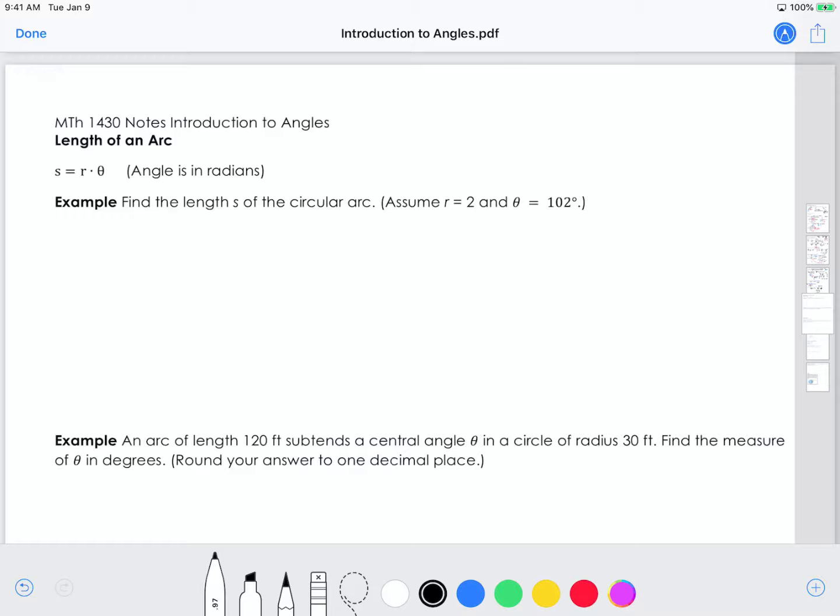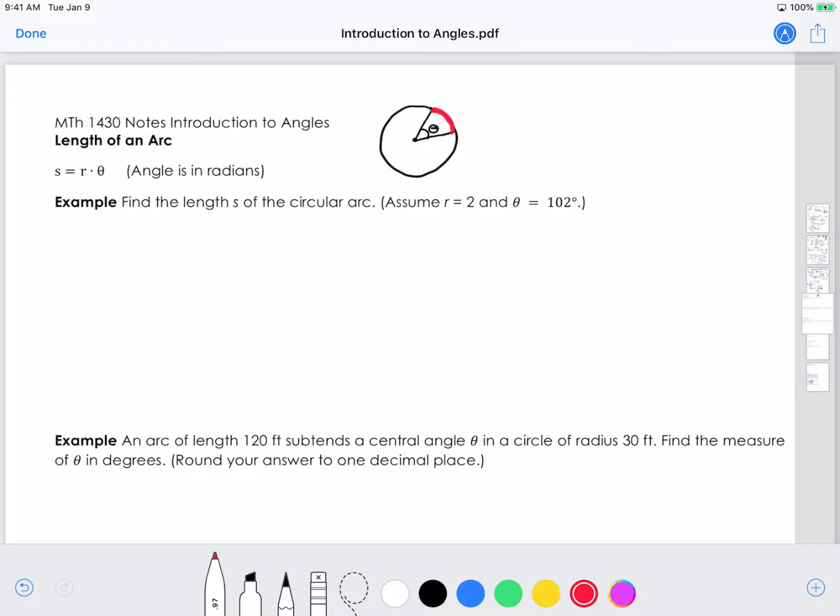Okay, now let's talk about the length of an arc. What I mean by the length of an arc would be if we look at a circle and we had an angle that opened up, we'll call that theta. The length of the arc would be this in red here.